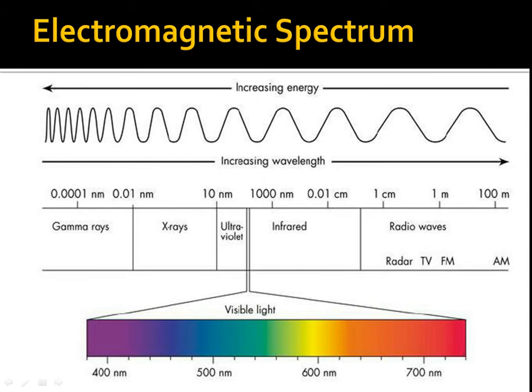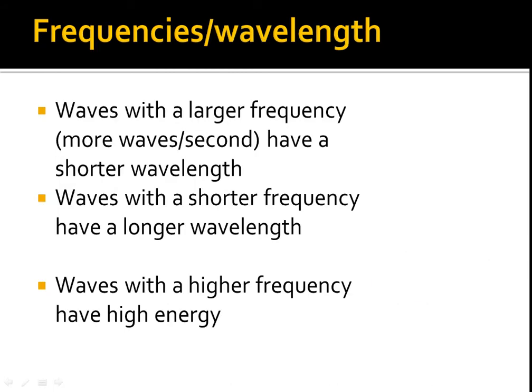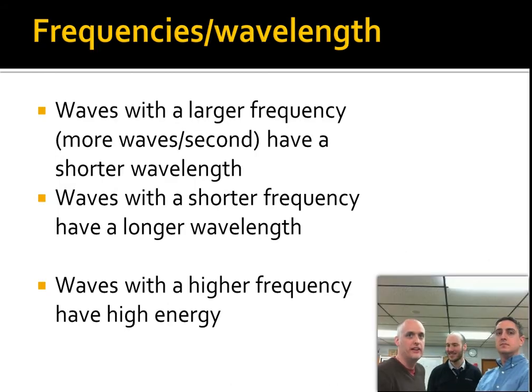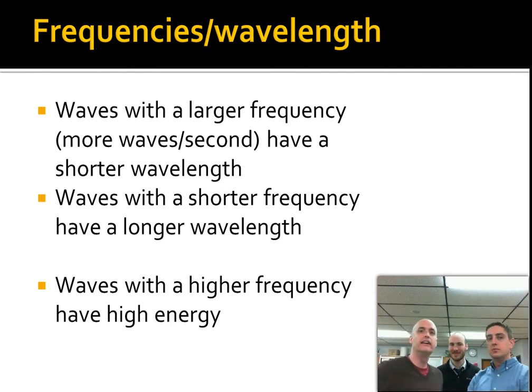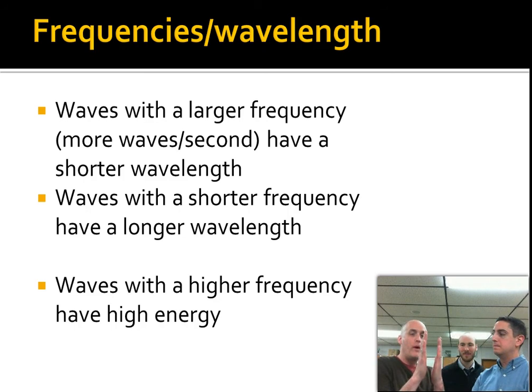Keep looking at this picture as we go through the different types of light, because we're going in a progression, from larger waves with lower frequency to smaller waves that have higher frequency. Waves with a larger frequency mean more waves per second, so it's like this up, down, not like that. They're going to have a shorter wavelength, and that makes sense because you're going to have a lot more waves in that area.